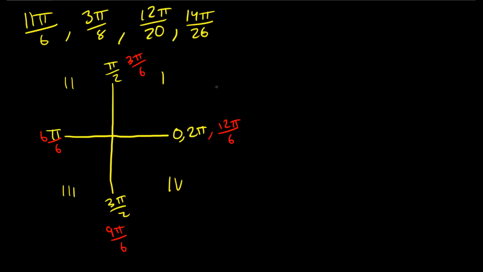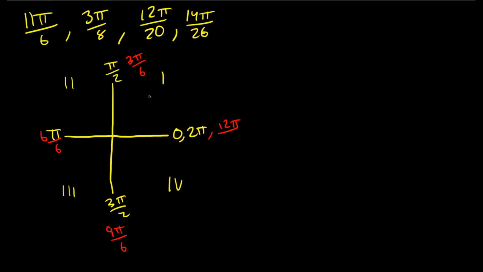Okay, and so all we need to do from here is just figure out where 11 pi over 6 would be. Well, we know 11 pi over 6 is going to be greater than 9 pi over 6, because 11 is greater than 9, but we know it's going to be less than 12 pi over 6 because 11 is smaller than 12. And so we know that this angle is going to be somewhere by here. This is where theta equal to 11 pi over 6 would be.